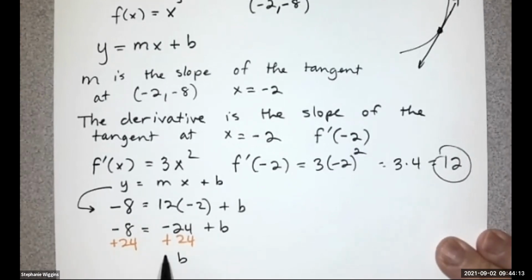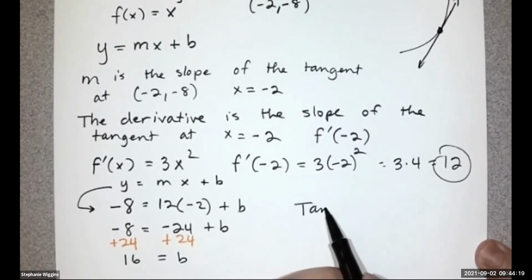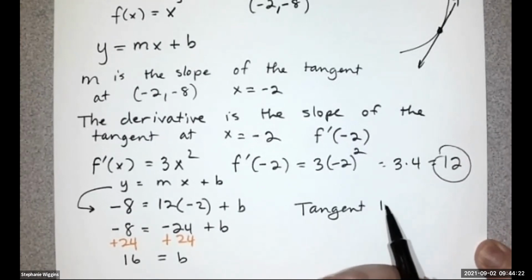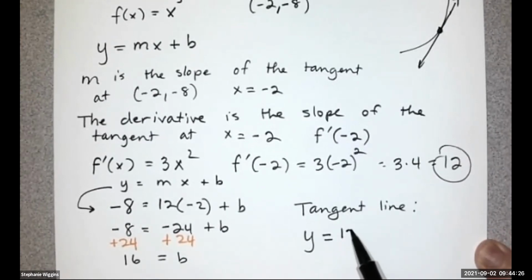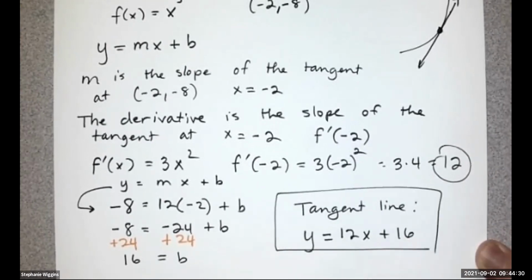So b is equal to 16. So our tangent line is y equals 12x plus 16. So that's my tangent line.